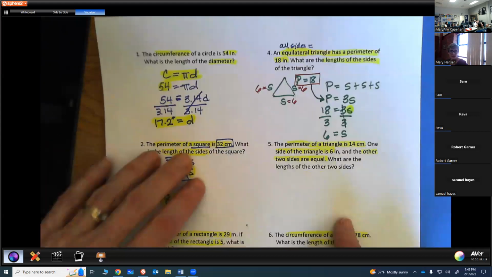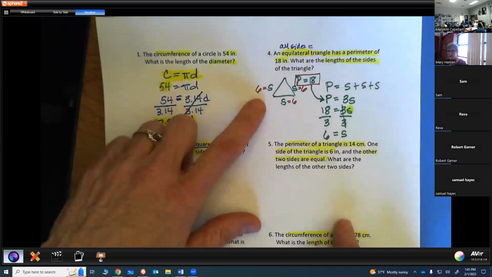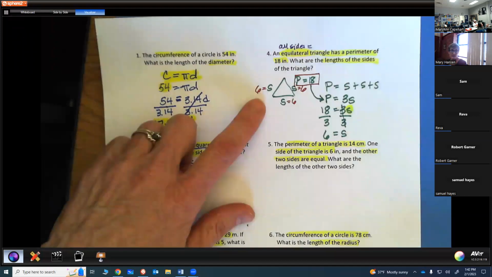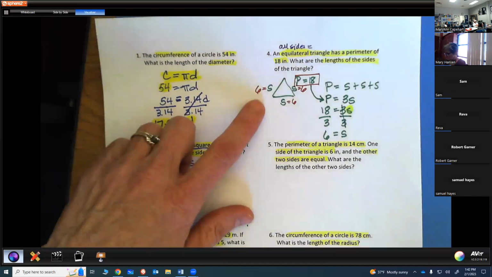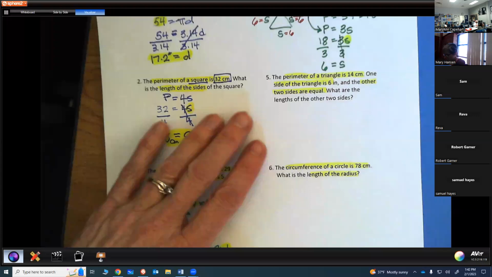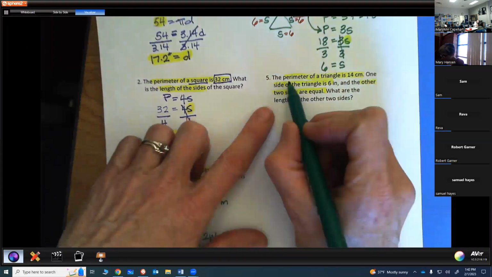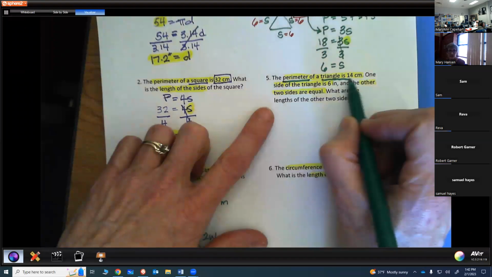All right, questions on this one, equilateral triangle. I would recommend you know words like equilateral and isosceles for your test. Okay, number 5, we now have another triangle that's 14.